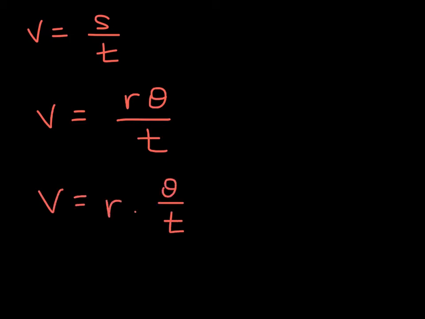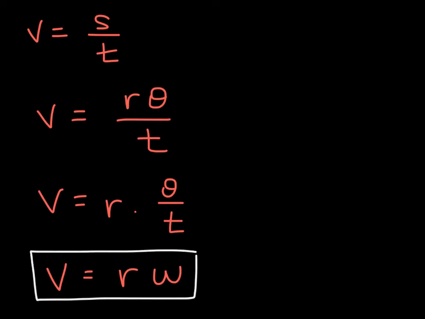So watch this. Linear speed can also be written as r times omega. This here, theta divided by t, is what omega is. So this here, folks, is an alternative formula for linear speed. This formula for linear speed differs from the earlier one. That linear speed is the quotient of the distance and the time. This one is the product of the radius of the circle and omega, which is the angular speed.